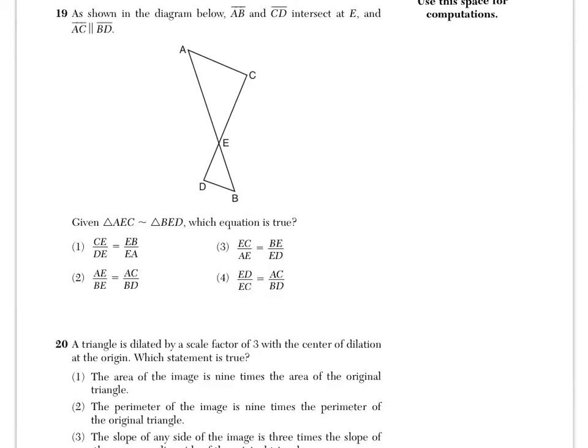Welcome to part 4. We're going to be going through questions 19 through 24 on the multiple choice section of the Geometry Common Core Regents. That is a mouthful. Without further ado, let's do this.